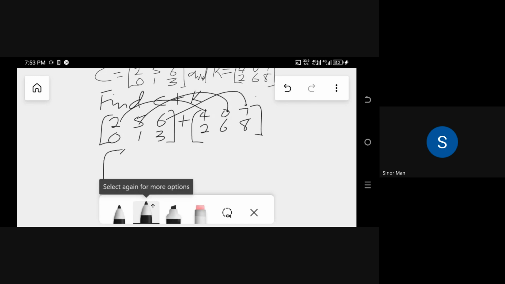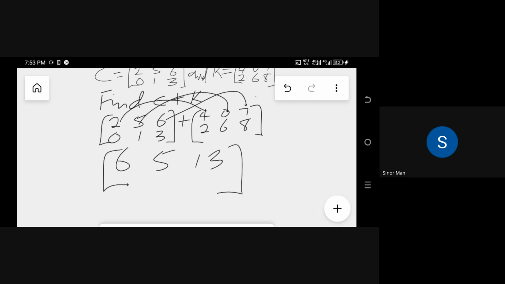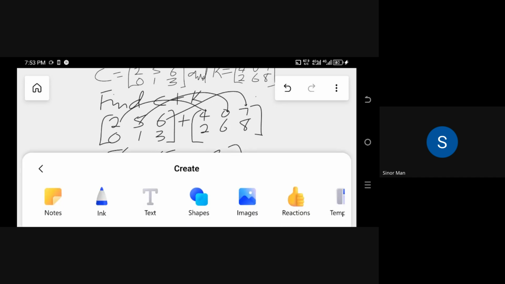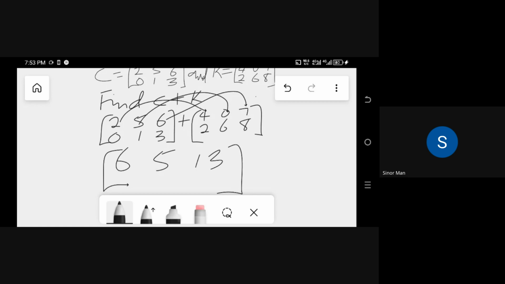So now you should have something like this. 2 plus 4 gives 6. 5 plus 0 gives 5. 6 plus 7 gives 13. Then we also have other ones at the bottom. 0 plus 2 at the bottom. Same positions, remember, same positions. 0 plus 2 gives 2. 1 plus 6 gives 7. Then 3 plus 8 gives 11.